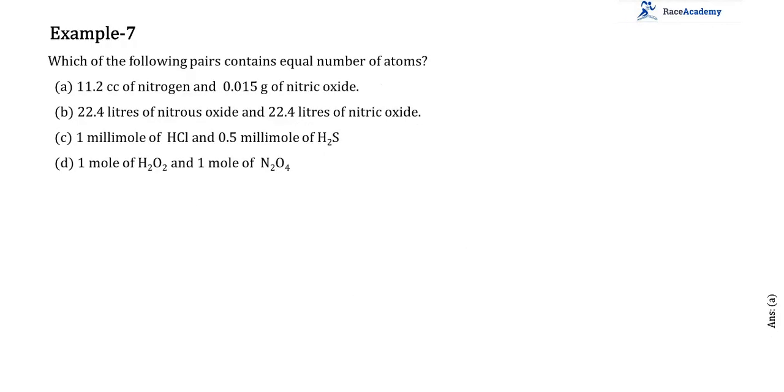Next question. Which of the following pairs contains an equal number of atoms? We have 11.2 cc of nitrogen given in the first statement. Let us see the first statement. Nitrogen means N2. Usually 1 mole of nitrogen contains 2 into Avogadro number of atoms. We don't know how many atoms are in this sample, that we'll check. But we know that 22,400 cc of this gas will give 2 into Avogadro number of atoms.